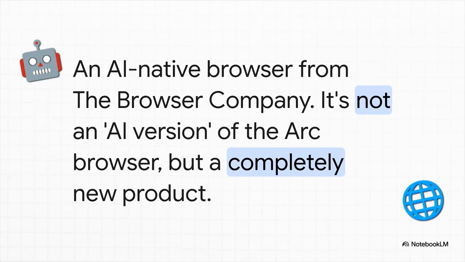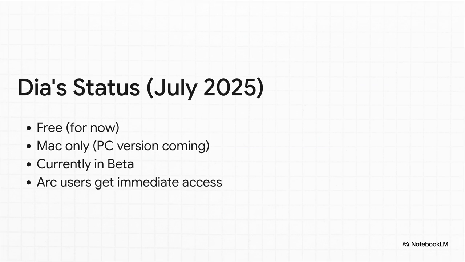Okay, so what is Dia anyway? This is super important to get straight. It's a completely separate, standalone AI native browser. A lot of people think it's just Arc with some AI features bolted on, but nope. It's a totally new thing, built from the ground up with AI at its very core. All right, let's get into the nitty-gritty.